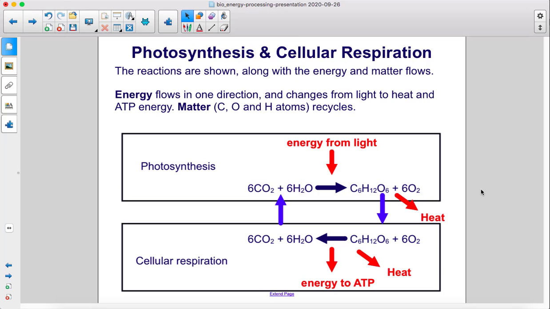The reactions are shown, along with the energy and matter flows. Energy flows in one direction and changes from light to heat and ATP energy. Matter, carbon, oxygen, and hydrogen atoms, recycles.